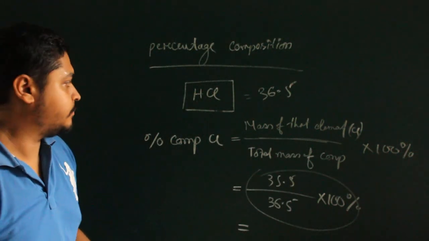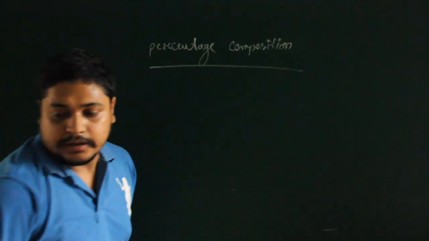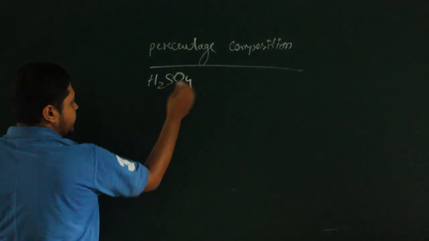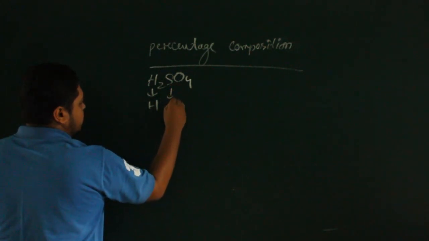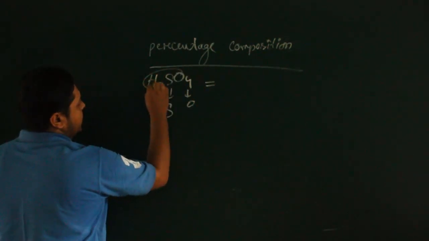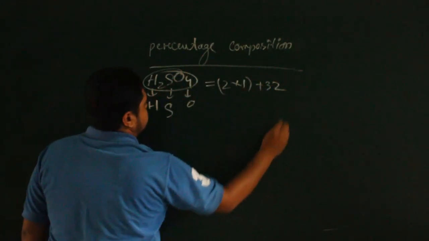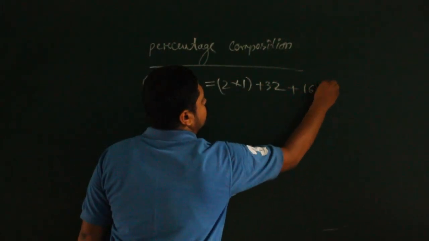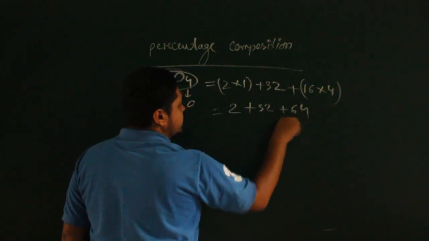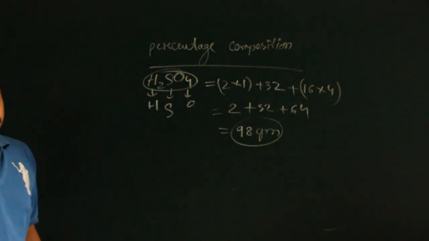Similarly, in case of H2SO4, there are three types of elements: hydrogen, sulfur, and oxygen. The total mass of H2SO4 is what? 2 into 1 plus, for sulfur 32, for oxygen 16 into 4. That means 2 plus 32 plus 64, so this is 98 gram. This is the total mass of H2SO4.